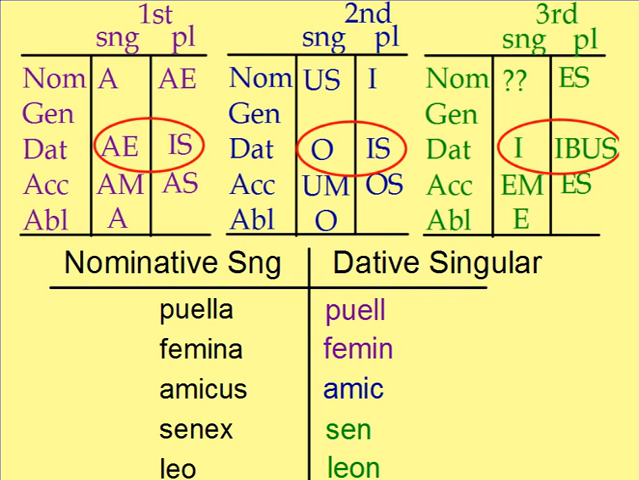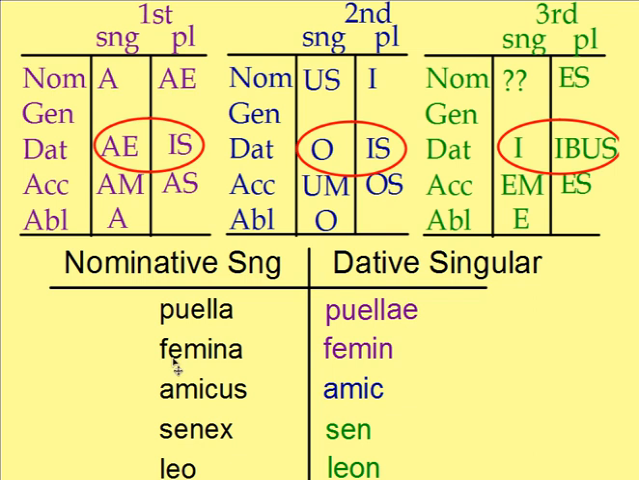Here at the bottom you can see I have the nominative singular of a variety of Latin words, and I want us to change them into dative singular words. Now as I look here, puella, I can see that this is a first declension word because it has an A ending, and I want to turn it into a dative singular. I look up here and see that my dative singular ending is AE. So puella becomes puellae.